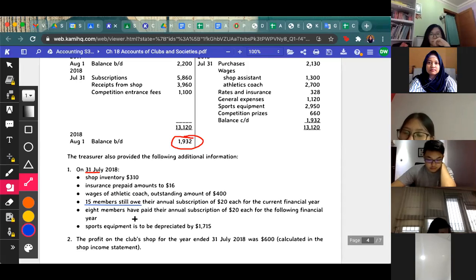And 8 members have paid their annual subscriptions of 20 each for the following financial year. So basically you have a prepaid in terms of trade receivables. There is also information about sport equipment to be depreciated by $1715.